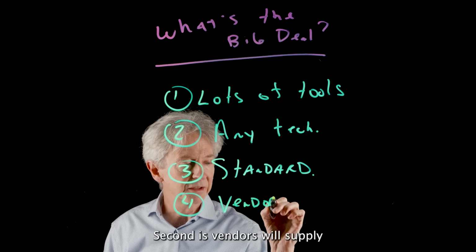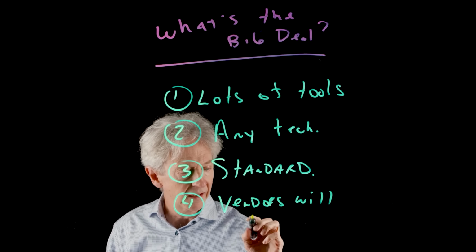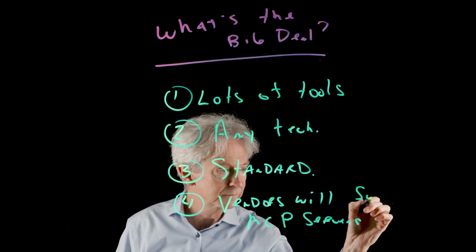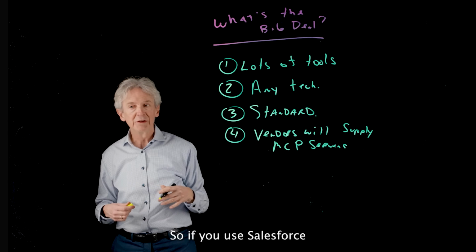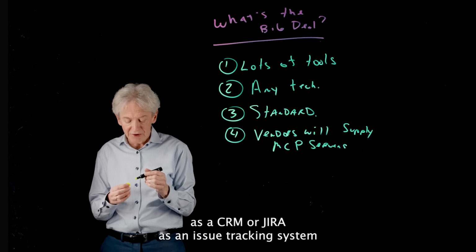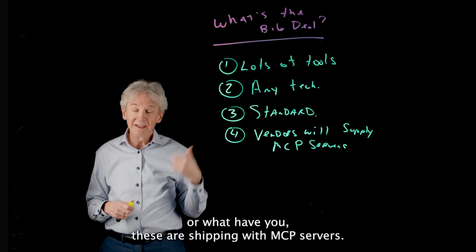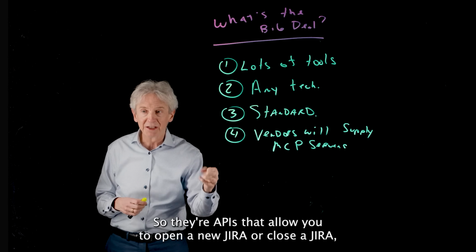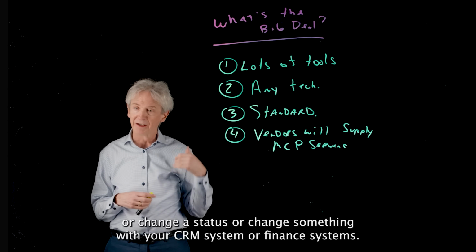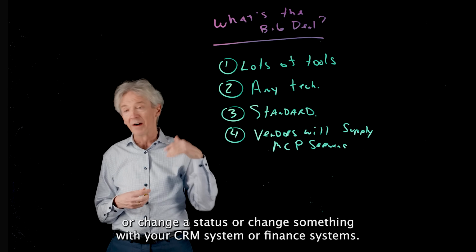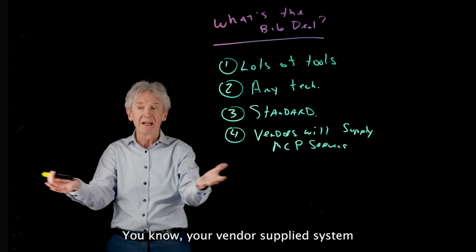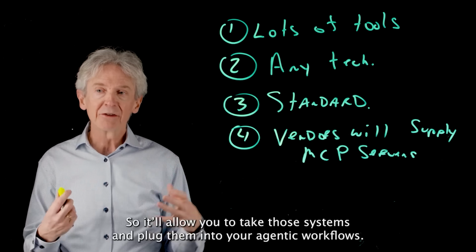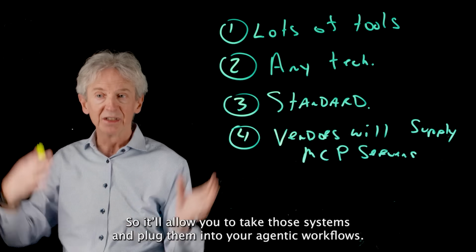Fourth is vendors will supply MCP servers. So if you use Salesforce as a CRM or Jira as an issue tracking system or what have you, these are shipping with MCP servers. So they're APIs that allow you to open a new Jira or close a Jira or change a status or change something with your CRM system or finance systems. Your vendor supplied system that you use will start to be shipped with MCP servers. So it'll allow you to take those systems and plug them into your agentic workflows.